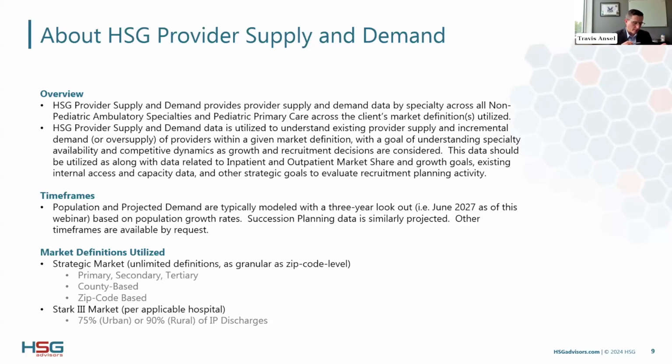So when we do provider supply and demand, we typically use two types of market definitions, and I'll start with the bottom one first. Some, but not all organizations request us to do their Stark 3 market. That's the compliance-driven definition defined by Stark, that says if you as a nonprofit health system are wanting to do a financial transaction with an independent or private practice in your market to help them support recruitment, we have to justify community need for that specialty, and that incremental provider that we're helping support has to be placed within our Stark 3 market.